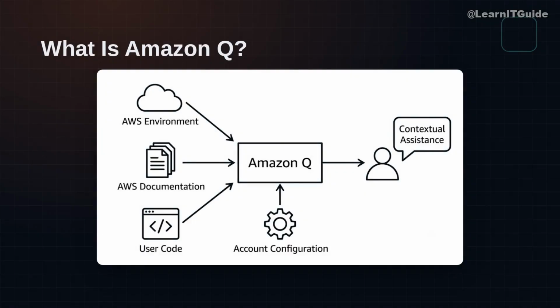So what is Amazon Q really? It is a generative AI-powered assistant that understands your AWS environment, documentation, and even your code. Think of it like having a senior AWS architect sitting next to you 24/7. This person has read every single AWS white paper, knows every service limit, and understands your specific account configuration. It is not just a chatbot, it is a context-aware partner for your infrastructure.